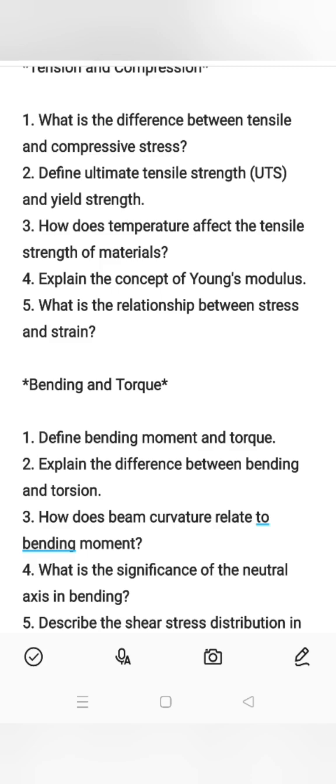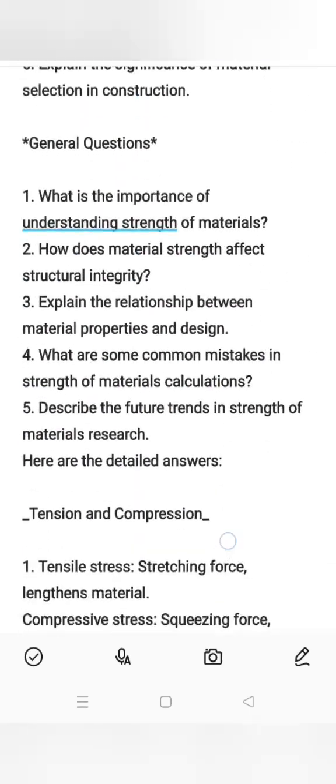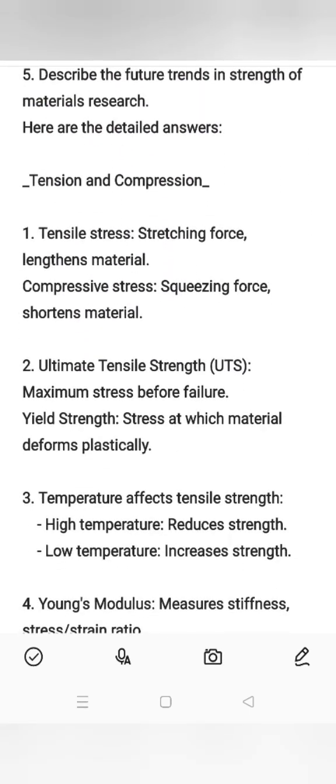Second, define ultimate tensile strength, UTS, and yield strength. Ultimate tensile strength is the maximum stress before failure. Yield strength is the stress at which the material deforms plastically.